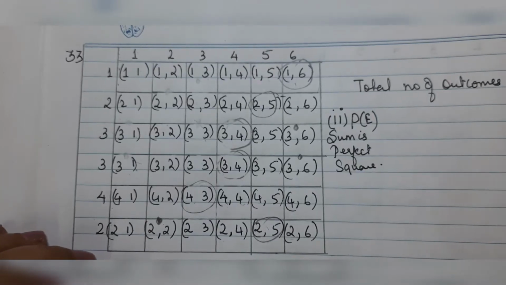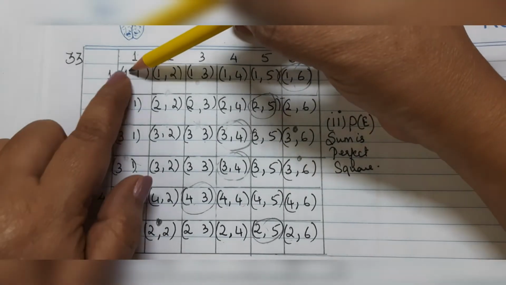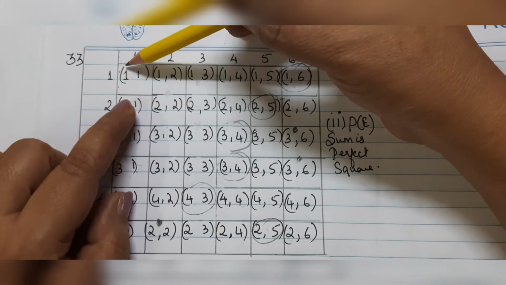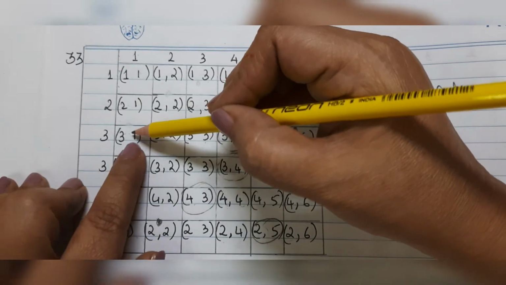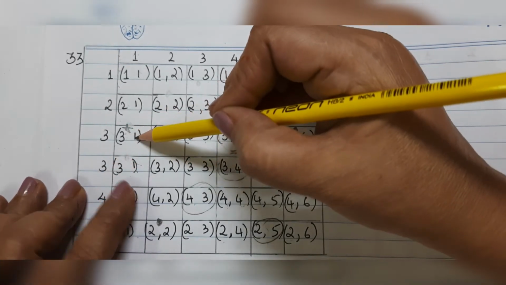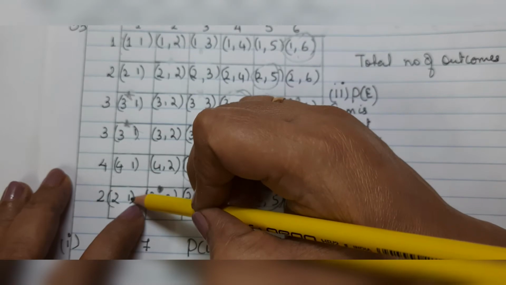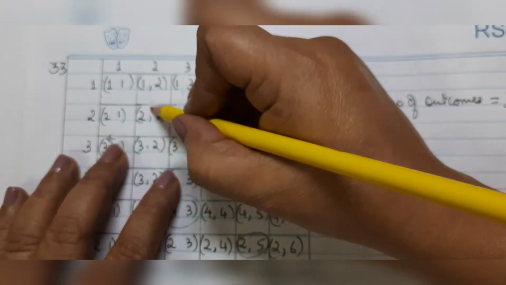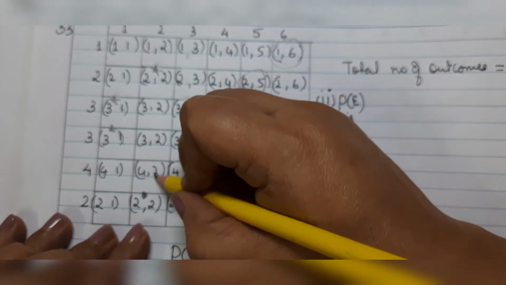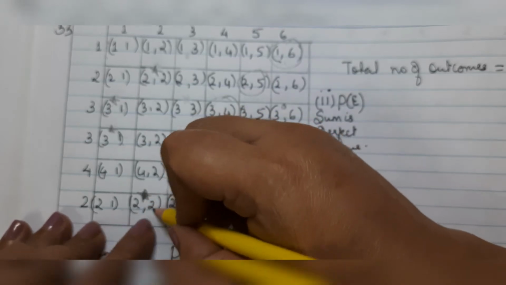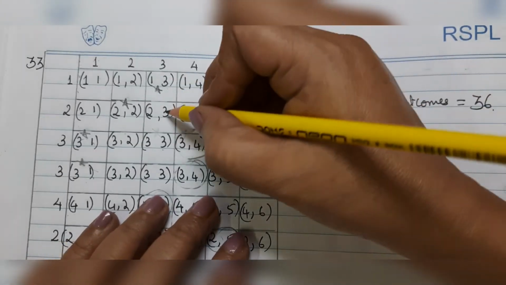For the second one, the probability of an event where the sum is a perfect square. Here 1 and 1, 1 plus 1 is 2, so it is not a perfect square. Neither this one. Here 3 plus 1 is 4, a perfect square number. 4 plus 5 no, 2 plus 1 is 3 no, 1 plus 3 no, 2 plus 2 yes, this one pick up. 4 and 2 is 6 no. 2 and 2 is 4, yes. 3 plus 1, yes. 3 to 5.